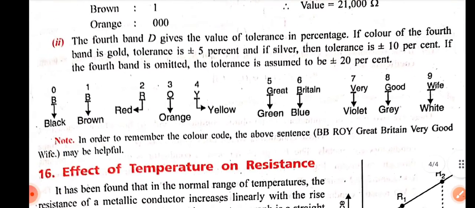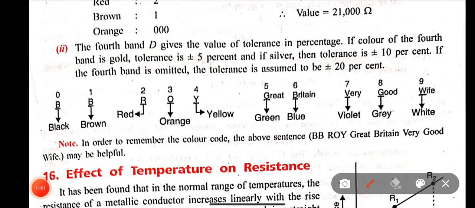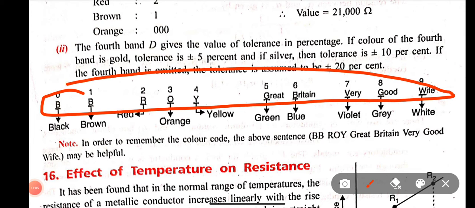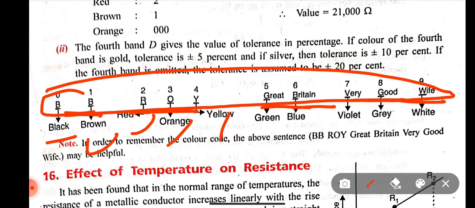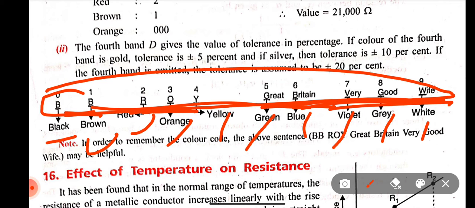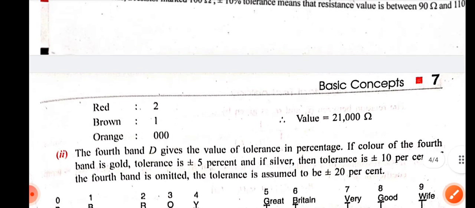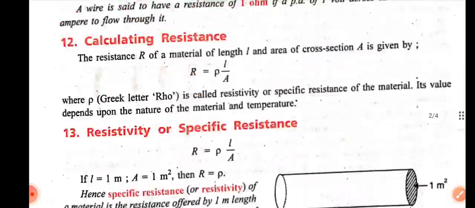To make it easy to learn, we have a trick. BB Roy of Great Britain, very good wife, right? Each letter stands for a color: black, brown, red, orange, yellow, green, blue, violet, gray, white. That's the easy way to learn this. BB Roy of Great Britain, very good wife. Now I think all the points are clear.